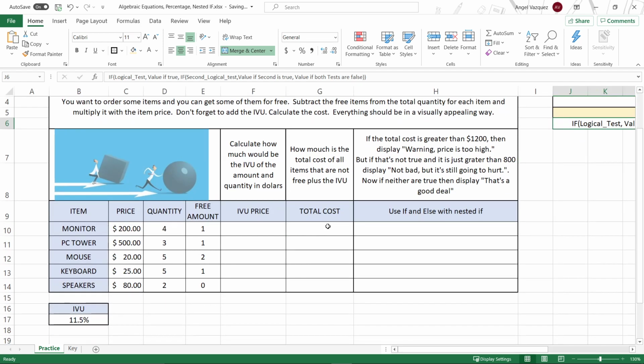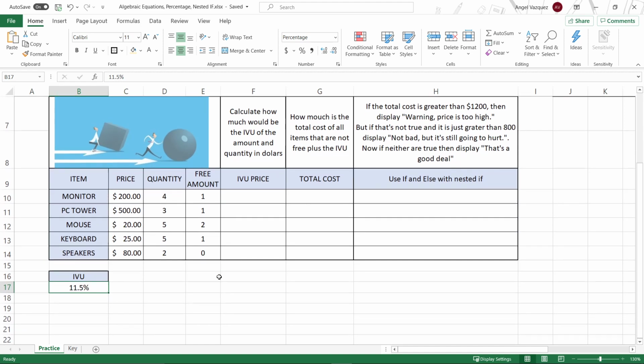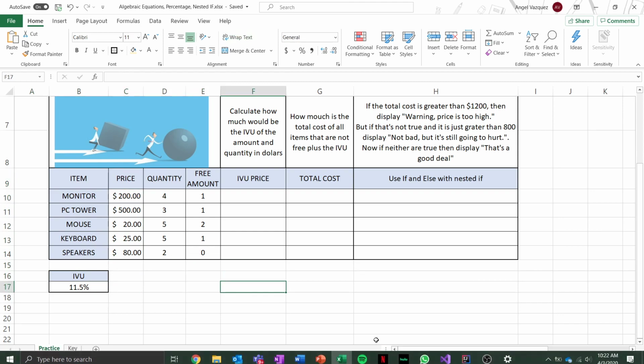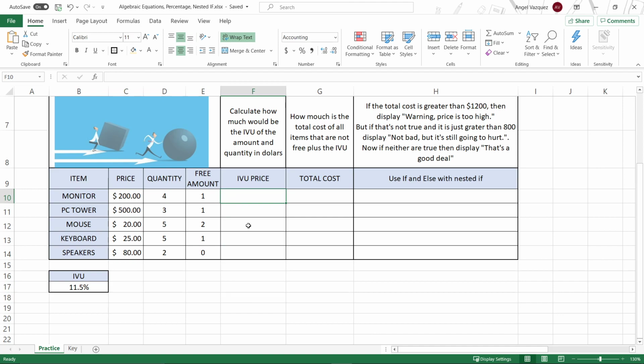So the first thing that we need to do is find out the total EVU. We have the tax right here, 11.5% in Puerto Rico. So we're going to find out how much is 11.5% of 200. What we need to do is multiply. We have the percentage, which is already here, and we have the $200, which is already here, so we're going to use those cells. We're going to put equal to the price times the EVU, and that would give us how much it would be.